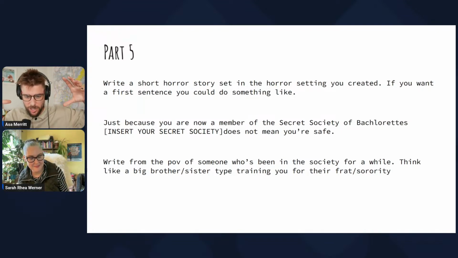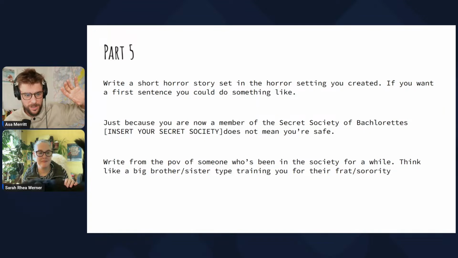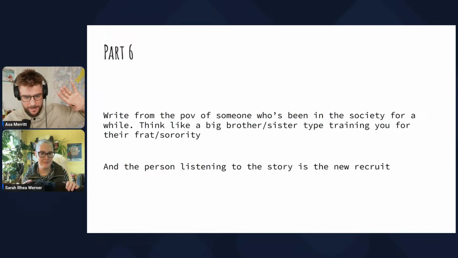And a potential setup here is that it's someone who's been in the society a while talking to a new member. So this is me saying that again, basically. The person listening to the story is the new recruit.